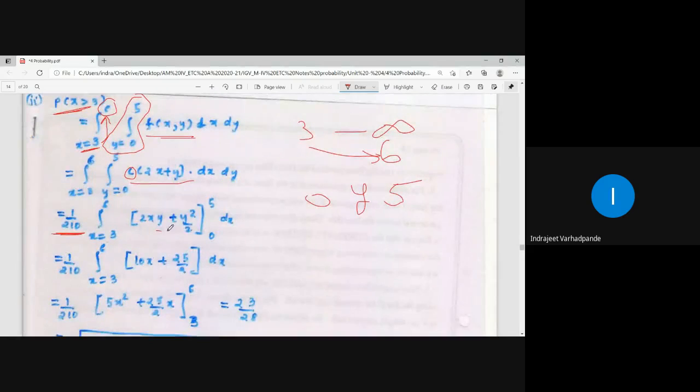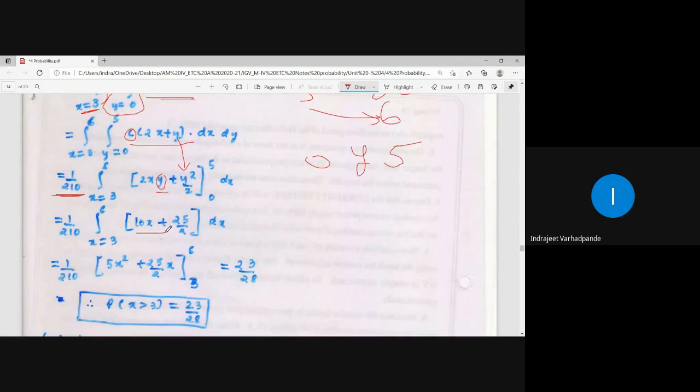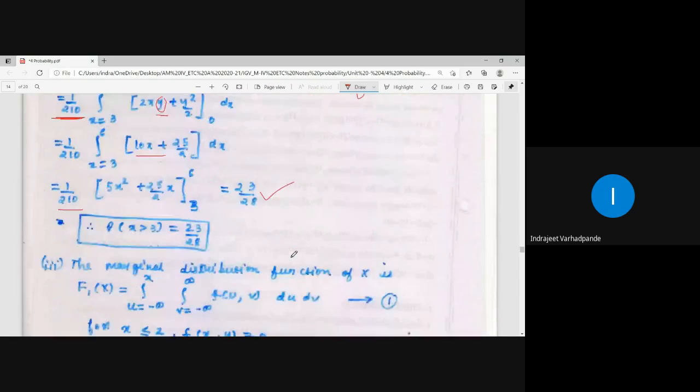First do the integration of y. 2x constant, integration of dy is y. Integration of y is y square by 2. Put the limit 0 to 5. The answer will be in x. Again integrate with respect to x. So after putting down the limit and doing the calculation, your answer comes out to be 23 by 28. In 23 by 28, the denominator is greater than the numerator. That means value of this probability is less than 1. So this probability is calculated.